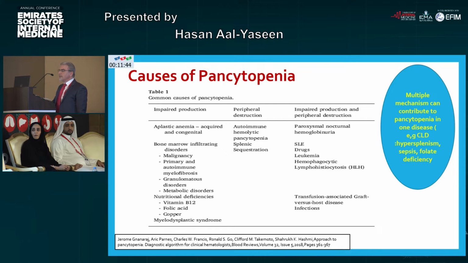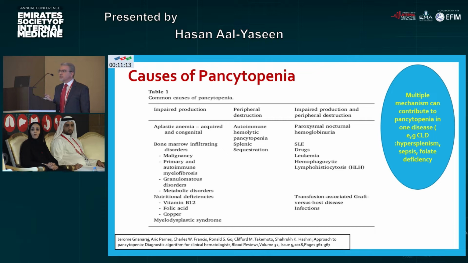Now, what are the main categories of etiology of pancytopenia? We can categorize them into impaired production, and these represent a central cause of pancytopenia, and peripheral destruction, where elements of the blood are being destroyed peripherally or sequestrated in the spleen. However, keep in mind that pancytopenia does not necessarily fall in one of these categories. We can have multiple causes in each case of pancytopenia.